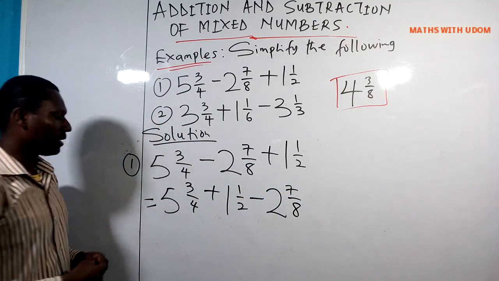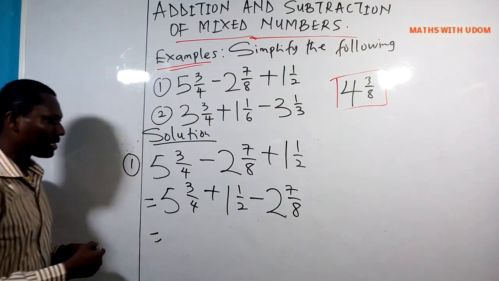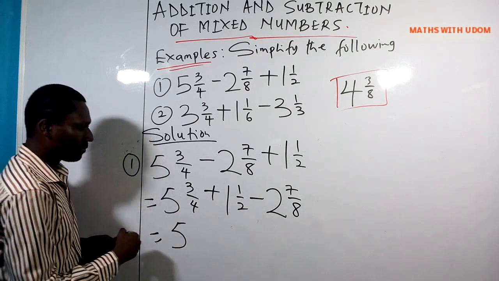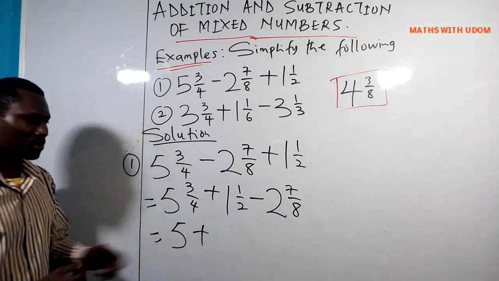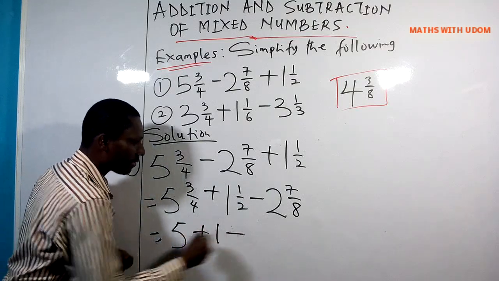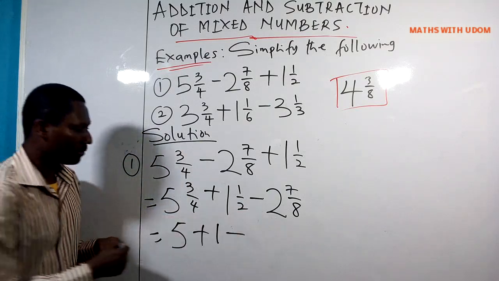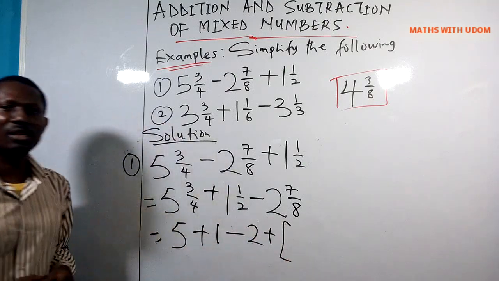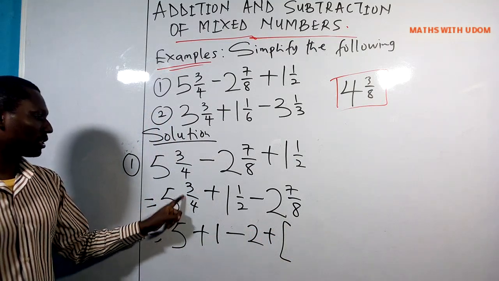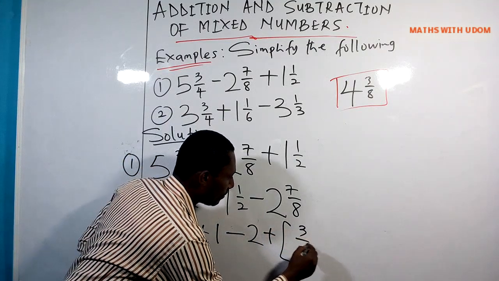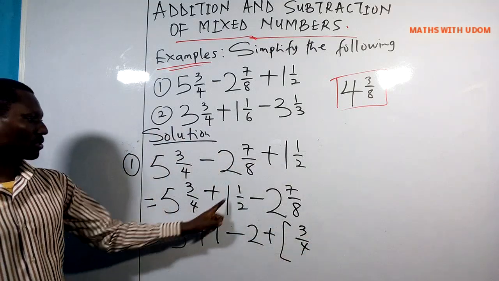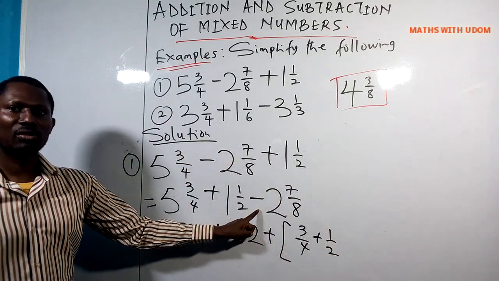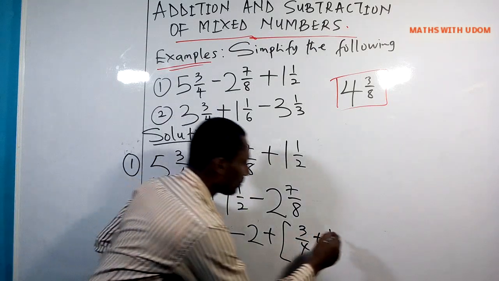Okay, so what are the whole numbers? We bring the whole numbers together. So we have 5 plus 1 minus 2. Okay, that's the whole number for that. Then plus, we also bring the fractions together. The fraction here is 3 over 4, plus 1 over 2, minus 7 over 8.